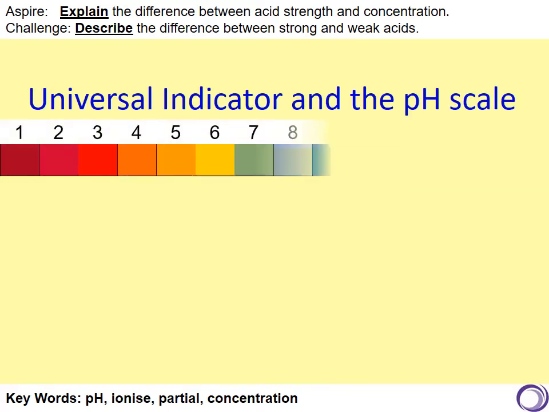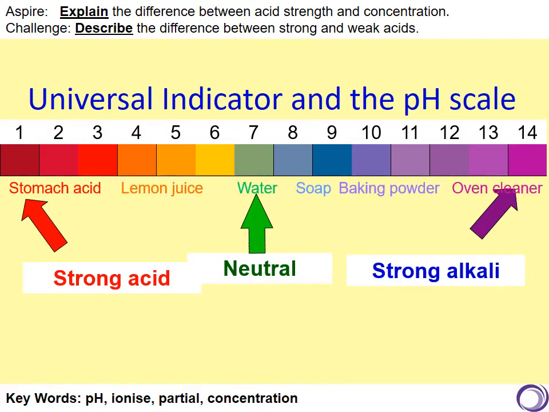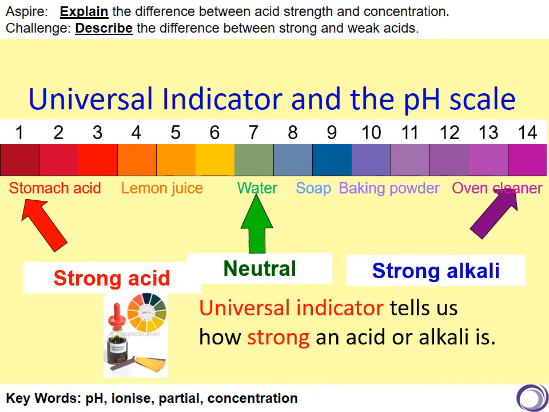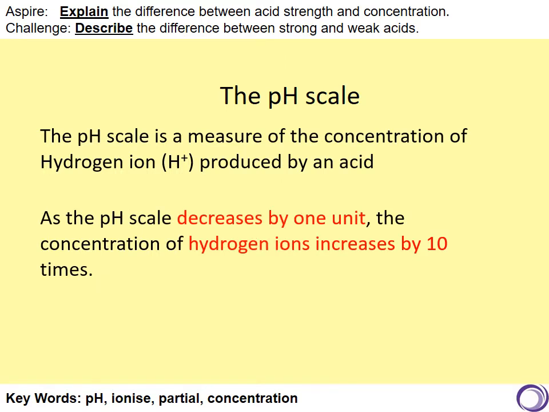Back to universal indicator and the pH scale then. So we know where our strong and our weak acids are, we know where neutral is, and we know examples of them. We also now know that strong acids fully dissociate to produce hydrogen ions in water, whereas weak acids only partially dissociate. We need to now look at then where the numbers from the pH scale come from. So the pH scale is actually a measure of the concentration of hydrogen ions produced by an acid. But as the pH scale decreases by 1 unit, the concentration of hydrogen ions will increase by 10 times.